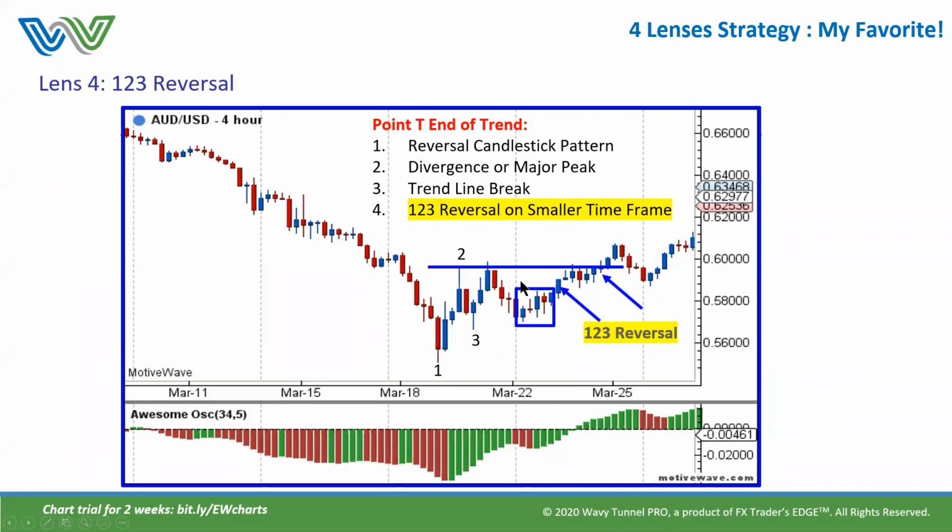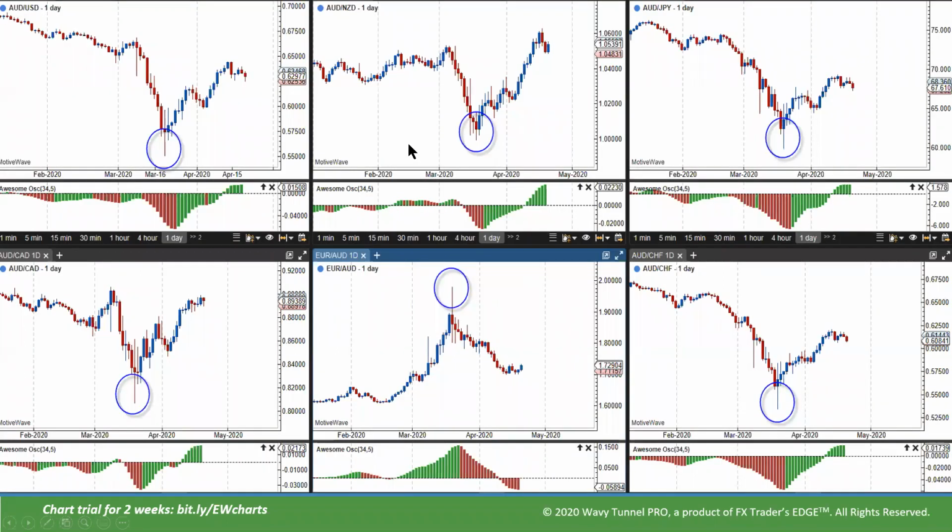Okay, and then we can always move to a smaller time frame to get in at a better price. Why? Because then your stop can be less. And that just means that you can take a bigger position if you have a smaller stop loss, if you're risking a certain percentage.